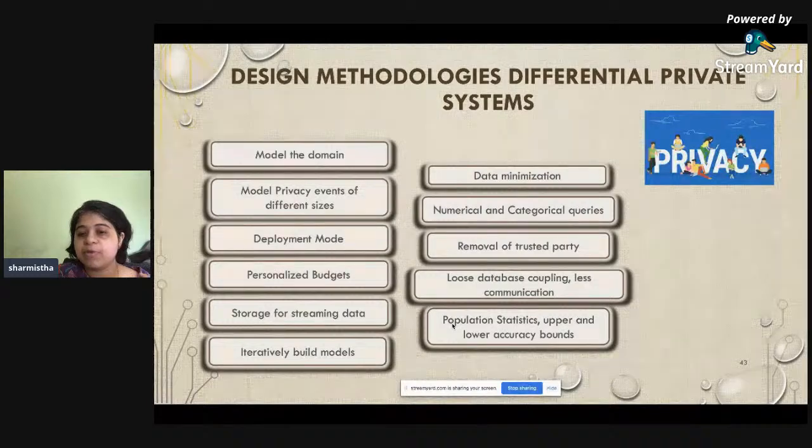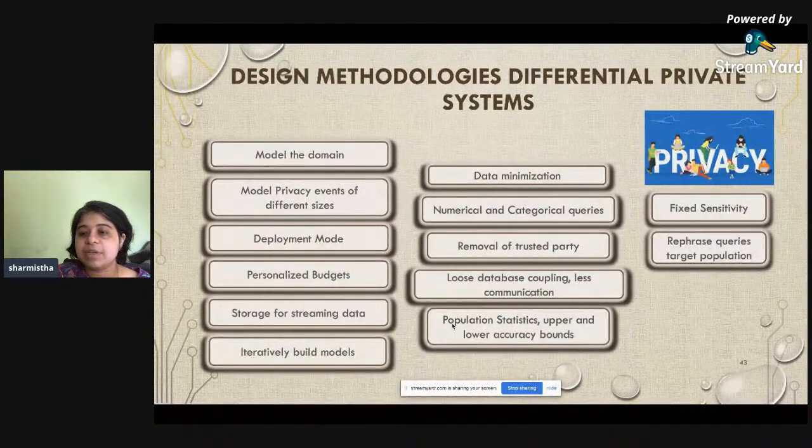Okay, so removal of the trusted party, we can go for decentralized modeling, like multi-party secure communication, where everybody communicates and everybody wants to share their model. From a centralized system, we can move towards removal of the trusted party, moving to distributed models.